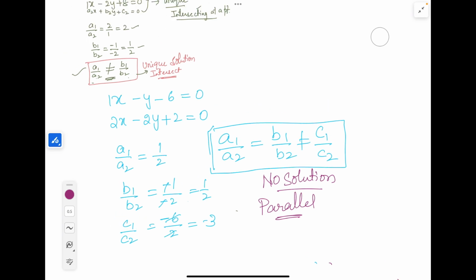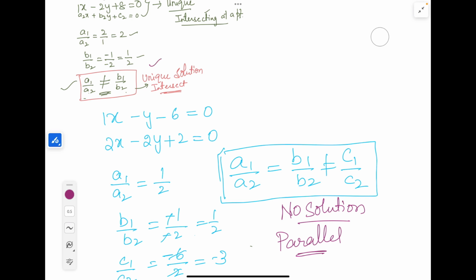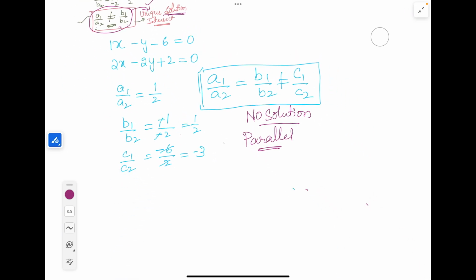So here you may get a doubt, what about c1 by c2? Children, if a1 by a2 is not equal to b1 by b2, then it's immediately a unique solution. c1 by c2 may be equal, may not be equal, but from this condition it is a unique solution. They intersect at a point. Okay, let us see our third question.